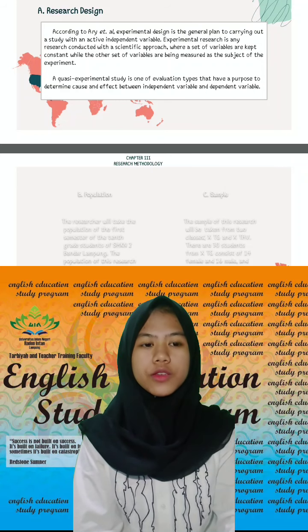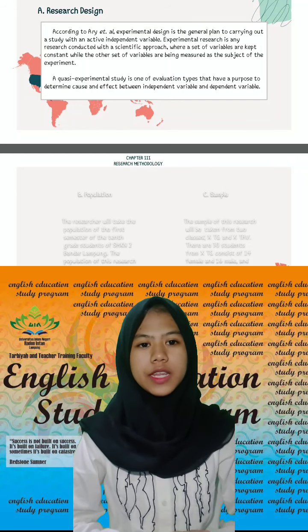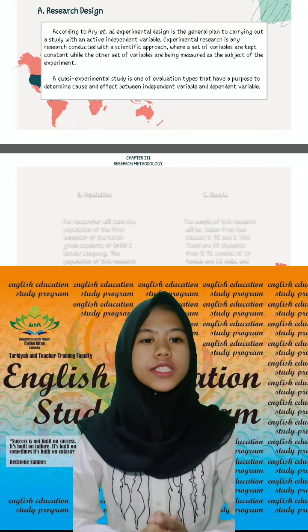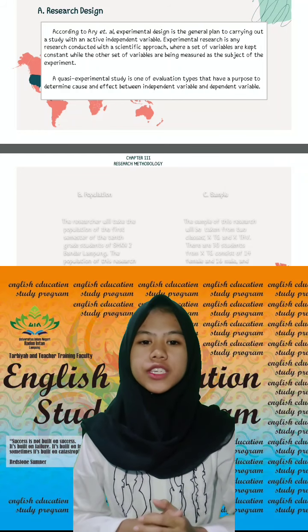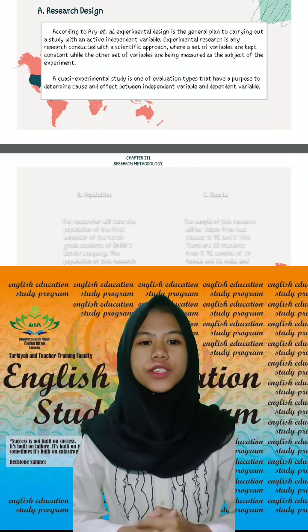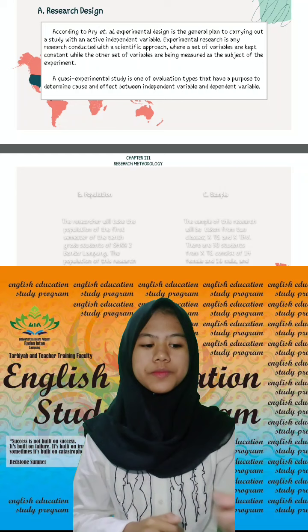This research will use quantitative as the method and also use experimental design, because the researcher wants to know the effectiveness of using the Storybird application in teaching narrative text. The design of this research is included in quasi-experimental research.